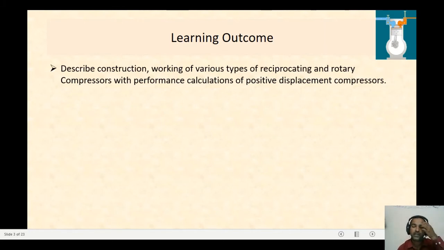The basic difference between the two is that in the reciprocating compressor we use a piston cylinder arrangement, but in rotary compressors we use a rotary element to compress the air. In this session, we are going to elaborate on the reciprocating air compressor.